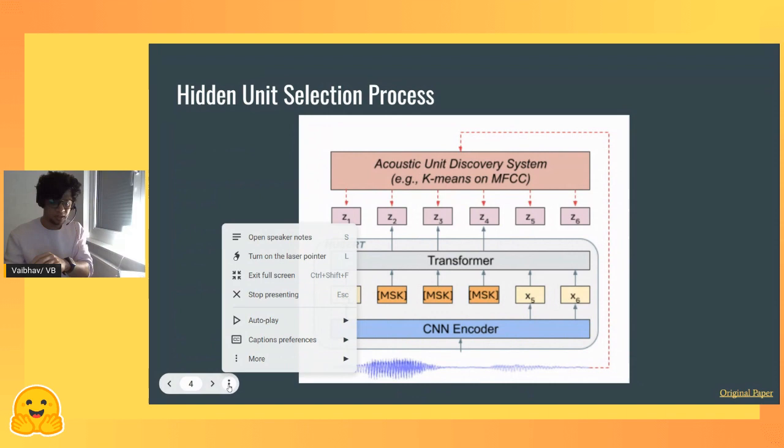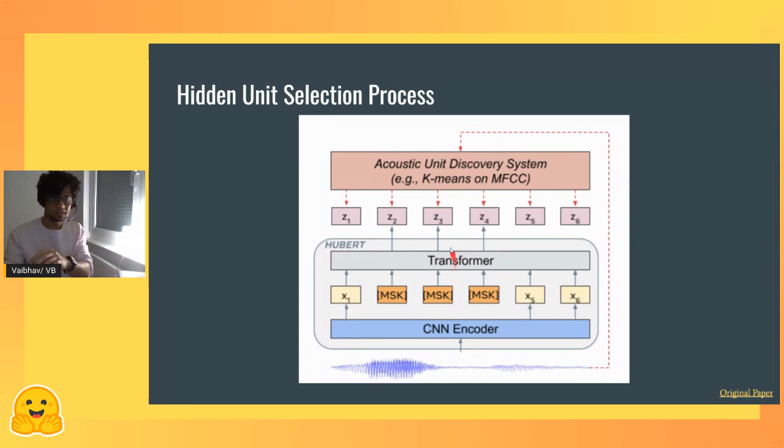The task is to find what this masked unit is. It does so by using cross entropy loss, we'll get to the specifics in a bit. But that's how the model essentially learns. So that's the overall pre-training criteria, which is that the model essentially has to find what is the correct representational unit for this masked speech unit.